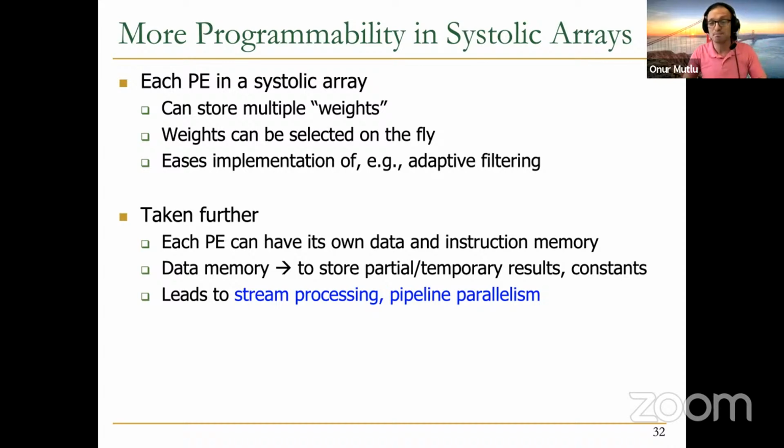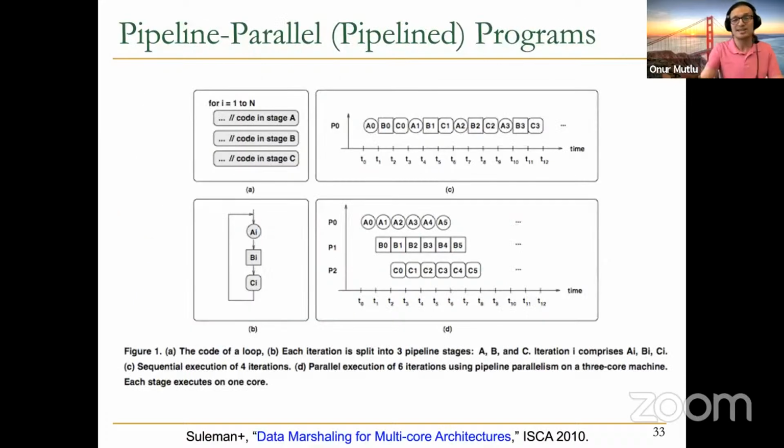Okay, so basically this idea of systolic arrays has actually led to a lot of bigger ideas about more general purpose concepts like stream processing and pipeline parallelism, and more generally staged execution as well. So what is staged execution? Let me talk about pipeline parallelism very quickly. This is one way of parallelizing your code, in fact, parallelizing an inner loop, for example. So this is an inner loop.